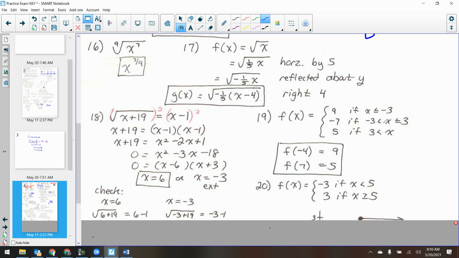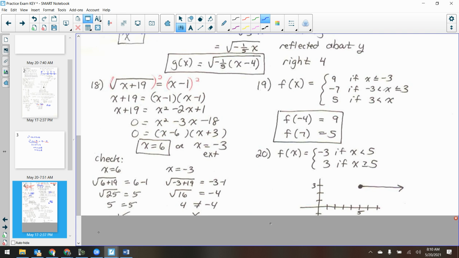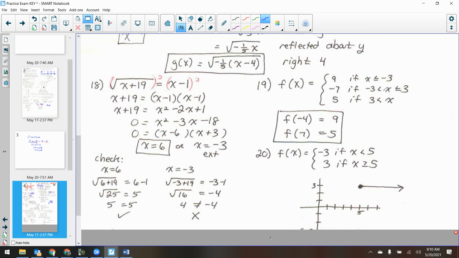However, negative 3 is extraneous. If you plug in negative 3, it's not going to work. On the left side, you get a positive 4. On the right side, you get a negative 4. That's not the same number. So negative 3 is not a solution. 6 is.